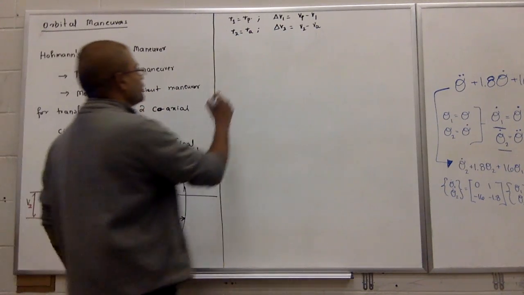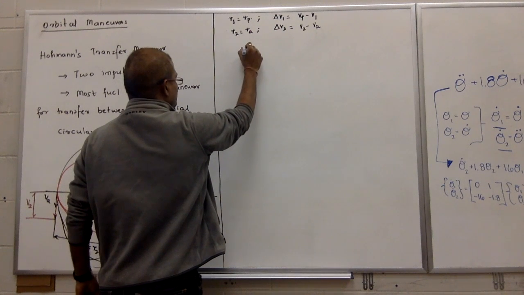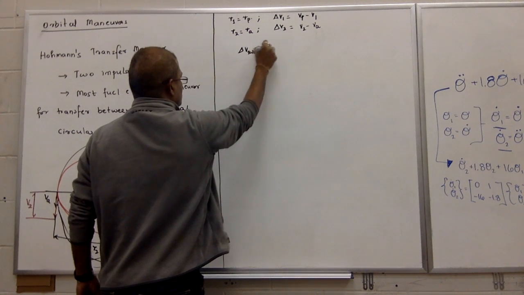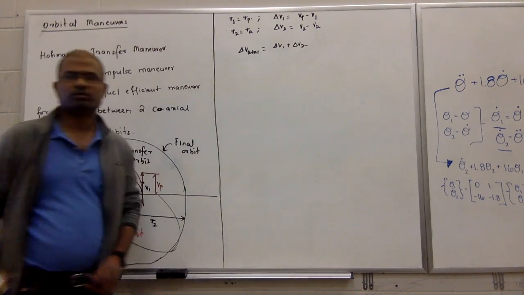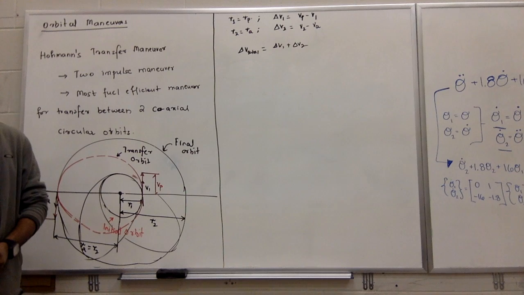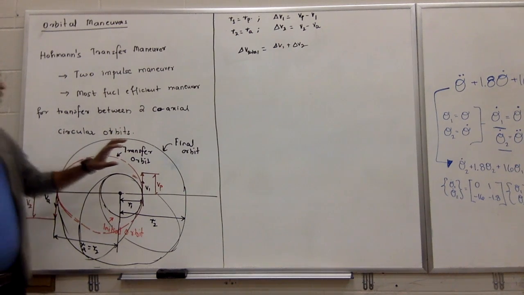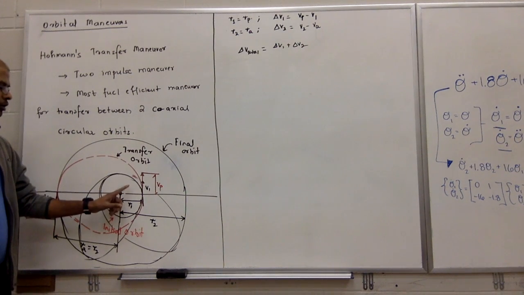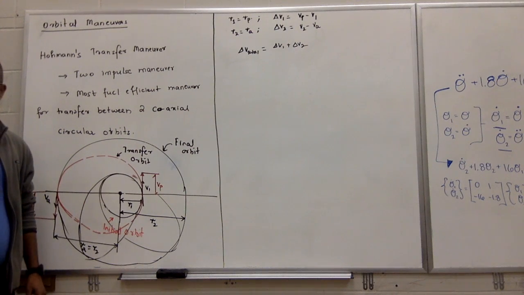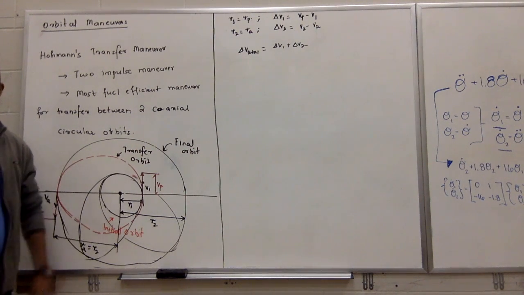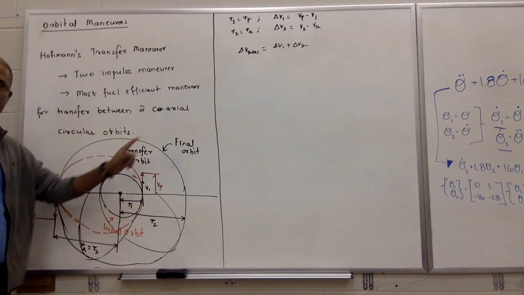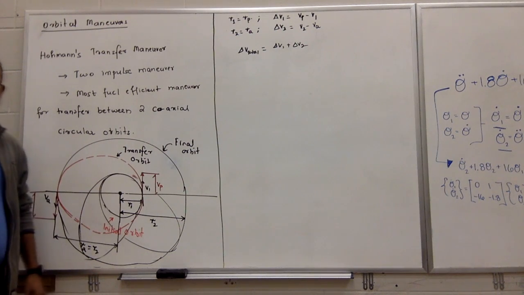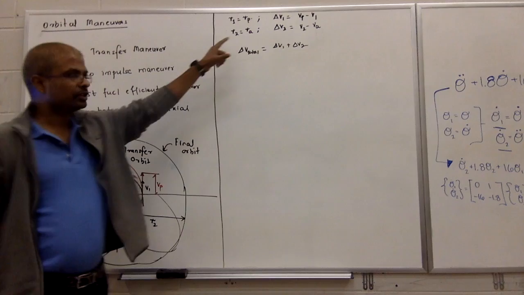Now, what is the total delta V? It's simply delta V1 plus delta V2. You see that? Is the fuel required to go from this orbit to this orbit, or this orbit to this orbit, the same? It's exactly the same. Got it? Keep that in mind. Whether you do it from here to here or here to here, the fuel is the same. This is the most fuel efficient.